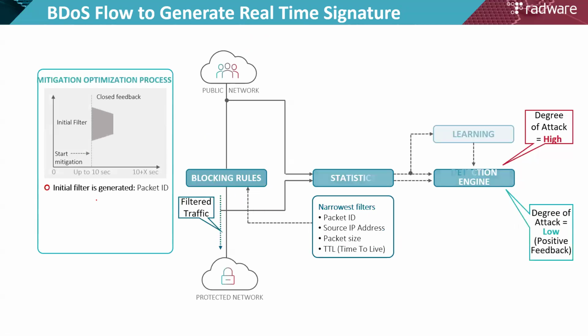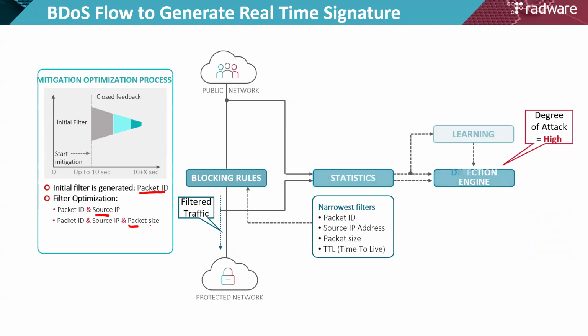First we will start with the packet ID. The degree of attack is low. That means we have gotten a positive feedback from the mitigation part. Next, we also add source IP. Again, the feedback is low. That means it is a good combination. Next, we add packet size as well. Again, the feedback is low. That means we can work with these three parameters.